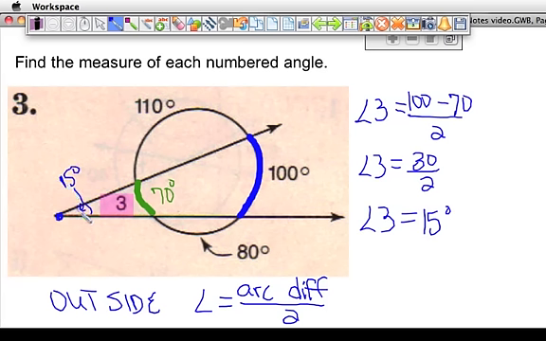Okay, go back and review this if you need to. Tomorrow in class, I'm going to be asking you to remember those 3 main rules. When it's on the circle, you take half of the arc. When the angle formed is inside the circle, you take half of the sum of the 2 arcs that are within the boundaries of the angles. And when the angle is outside the circle, you take half of the difference of the 2 arcs, the ones that are bounded inside of the angles.